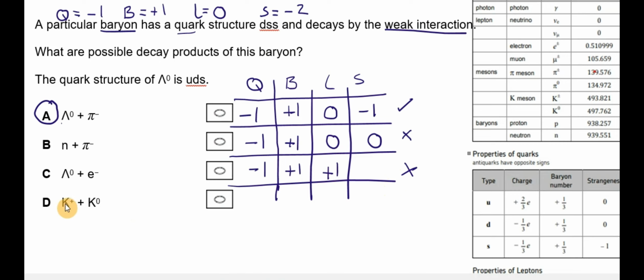Here we've got 2 K mesons. Well, neither of them are baryons because they're mesons, so the baryon number is 0, not allowed. It's also not allowed because you can see we've got a charge of plus and a charge of 0, so overall a charge of +1, not allowed for that reason either. Neither of them are leptons, so that would be okay, and I'm not even going to bother looking at what the strangeness is. So the answer is A.